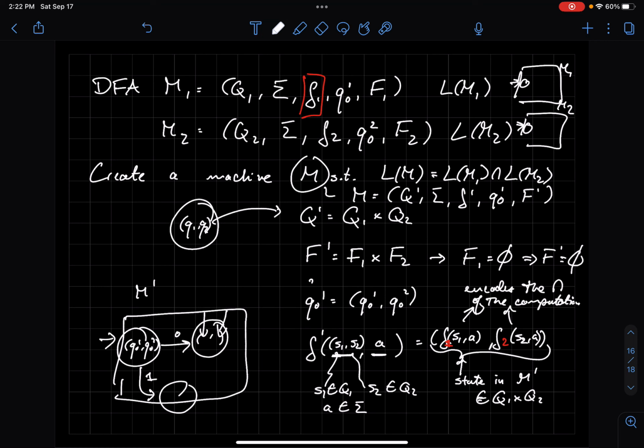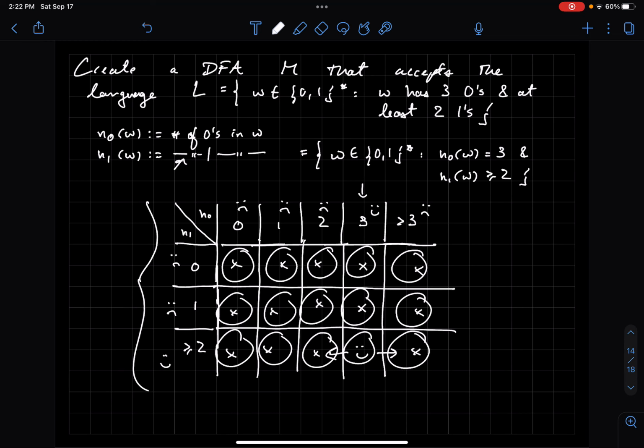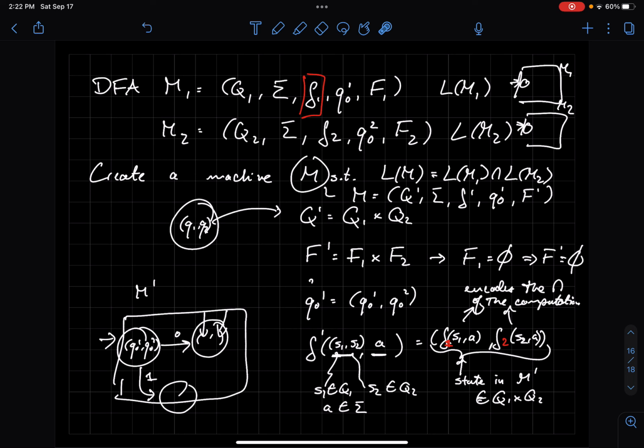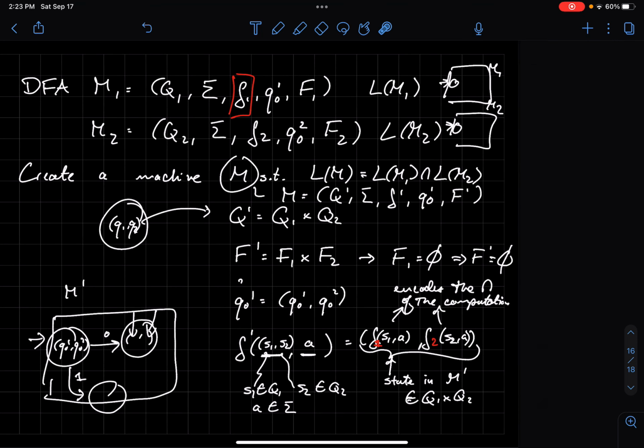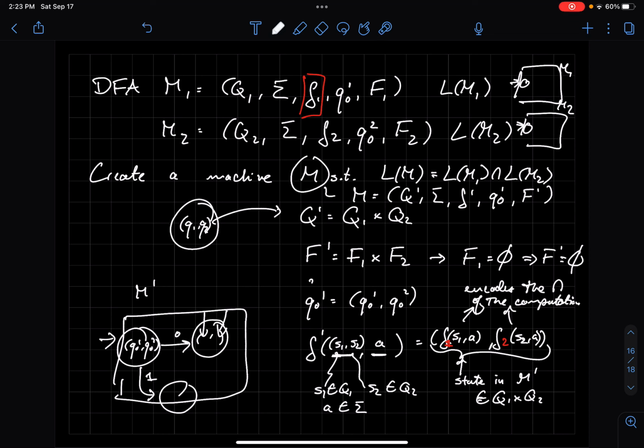But this is all to say that what you could have also done for this problem, although it might have been a bit more work, is you could have created a machine for the language over 0, 1 star such that w has 3 zeros. And you could have created another machine over the alphabet 0, 1 that accepts strings with at least 2 1s. And then you could have combined these two machines using this procedure. This would have just been a lot more work, because the number of states in M prime would be the number of states in M1 times the number of states in M2.